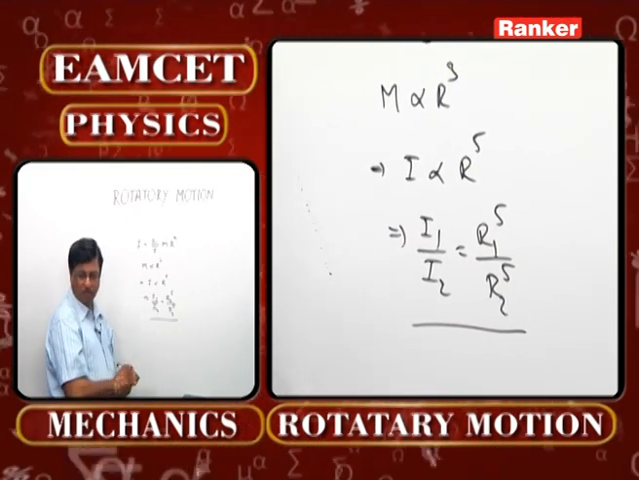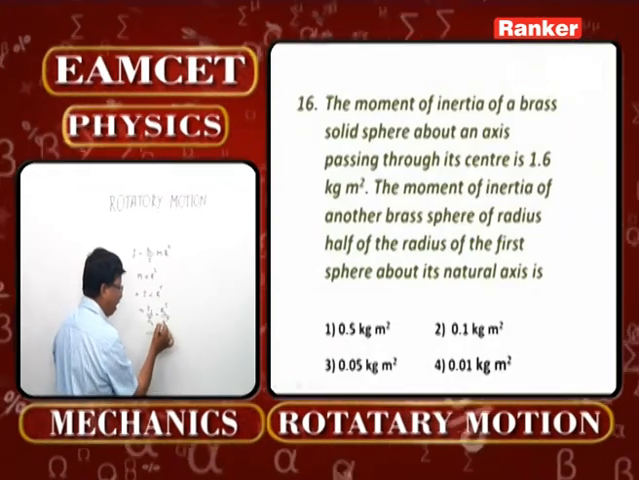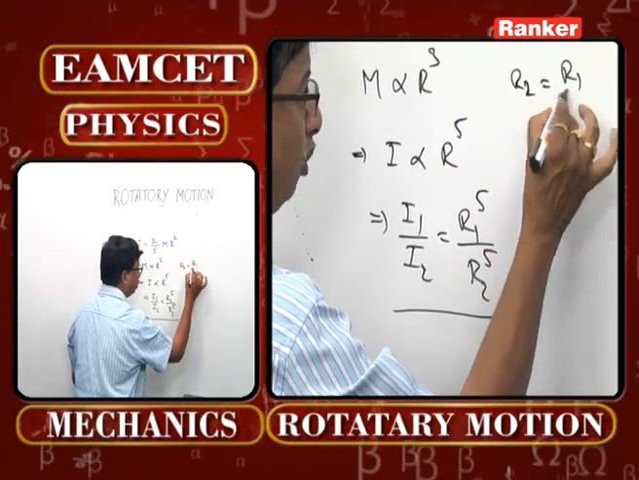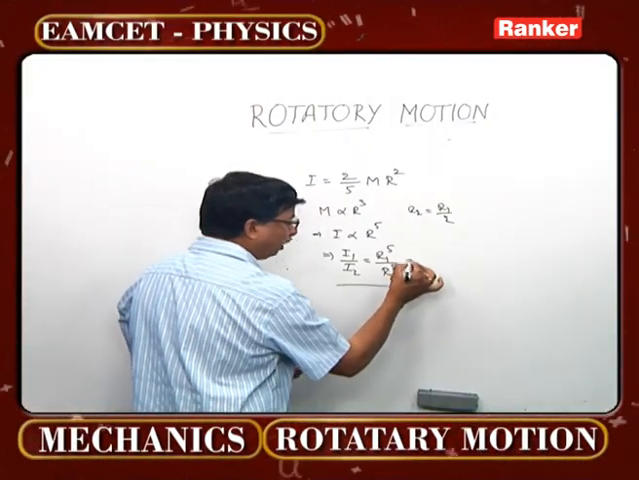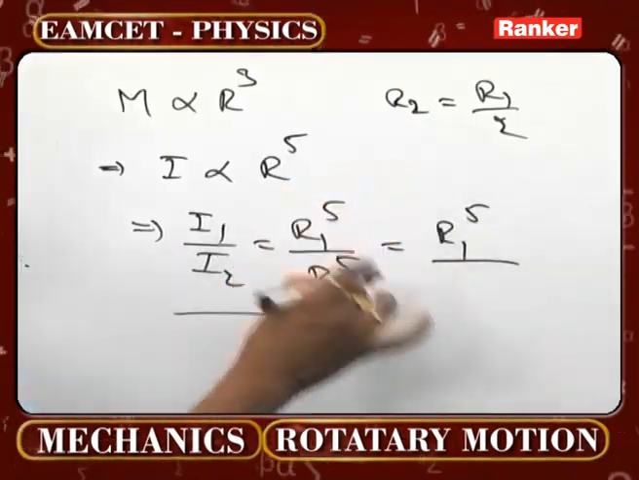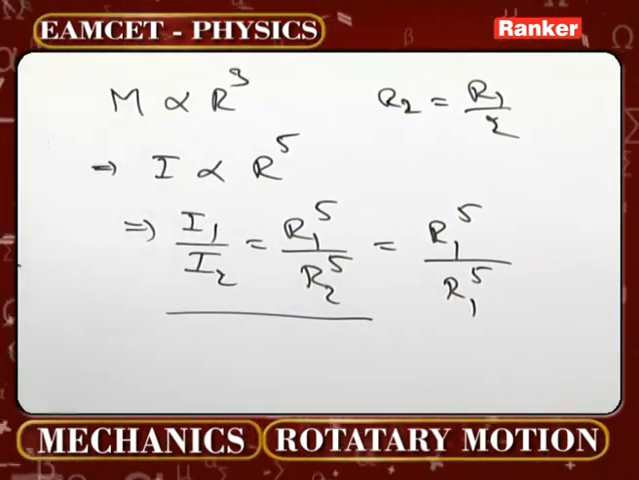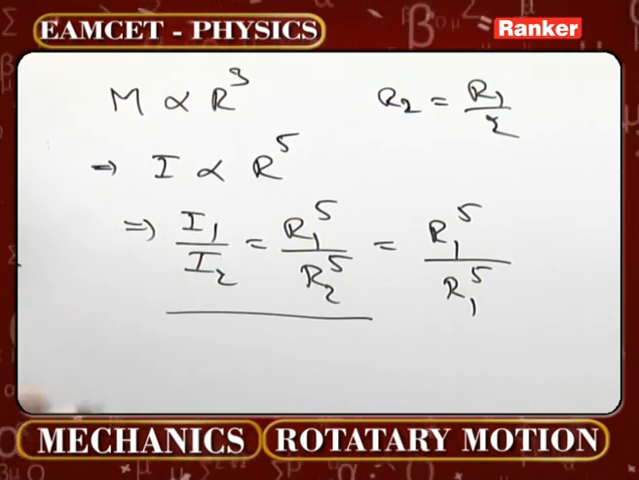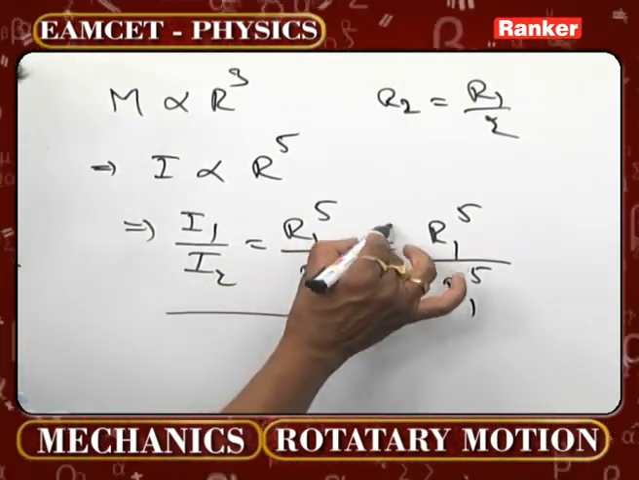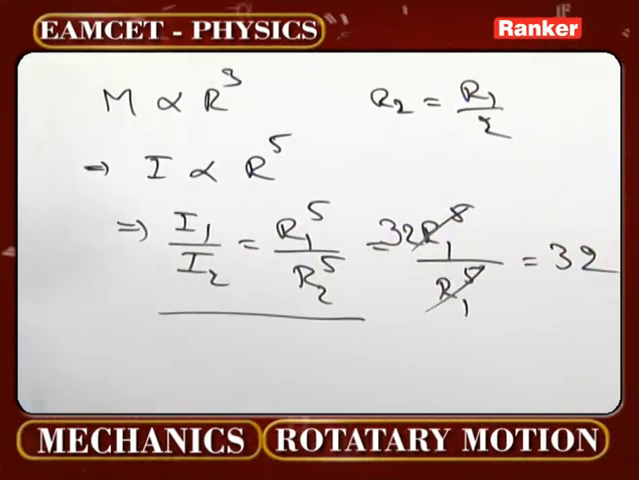Then what is he giving? The radius is made half. That means what? R2 is given as R1 by 2. Now write that value here. R1 to the power 5 by R2, which is R1 by 2, so R1 to the power 5 by 2 power 5. 2 power 5 is how much now? 32. 2 to the 4, 4 to the 8, 8 to the 16, 16 to the 32. So 32 comes up. So it is now going to be 32 for us.